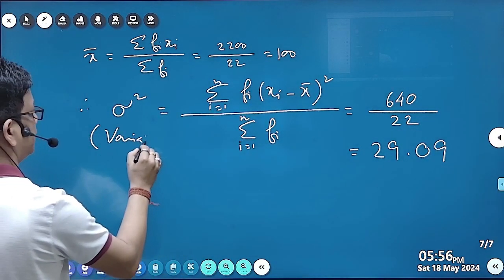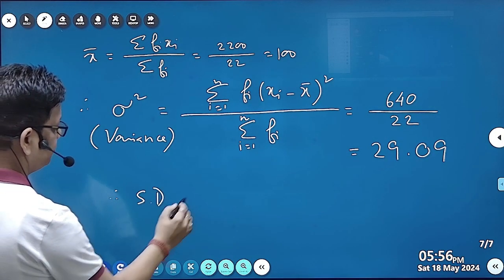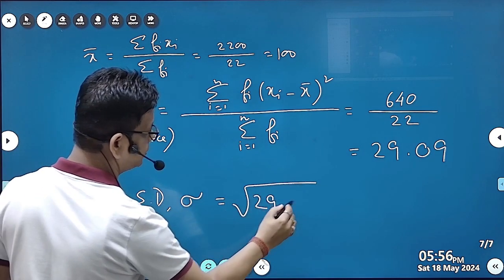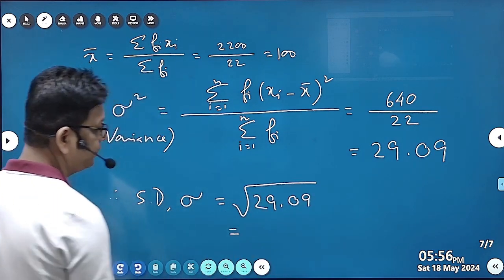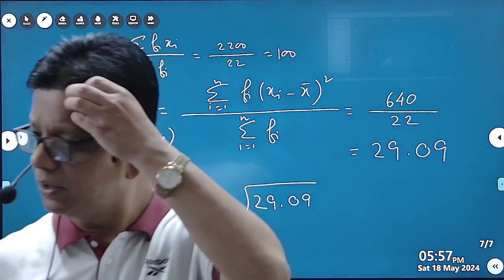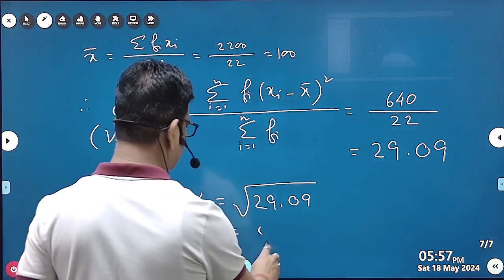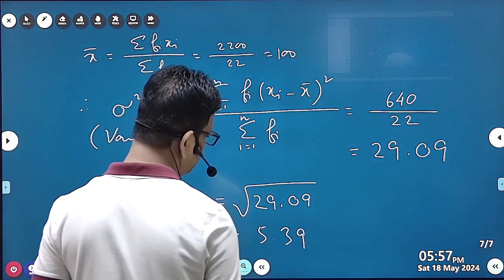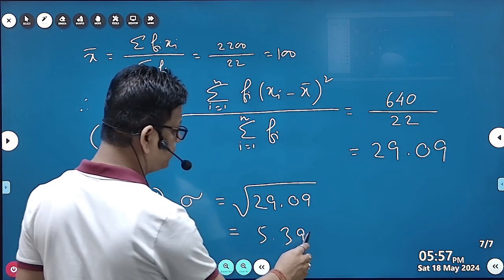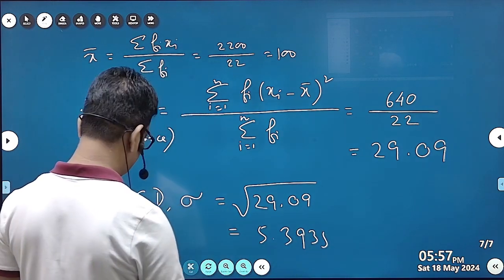So the variance is ready. Therefore, the SD means what? Sigma is the square root of 29.09. Get the value on the calculator. It will be 5.3935. So this 3935, the 3 you can write as 4. That's the answer.